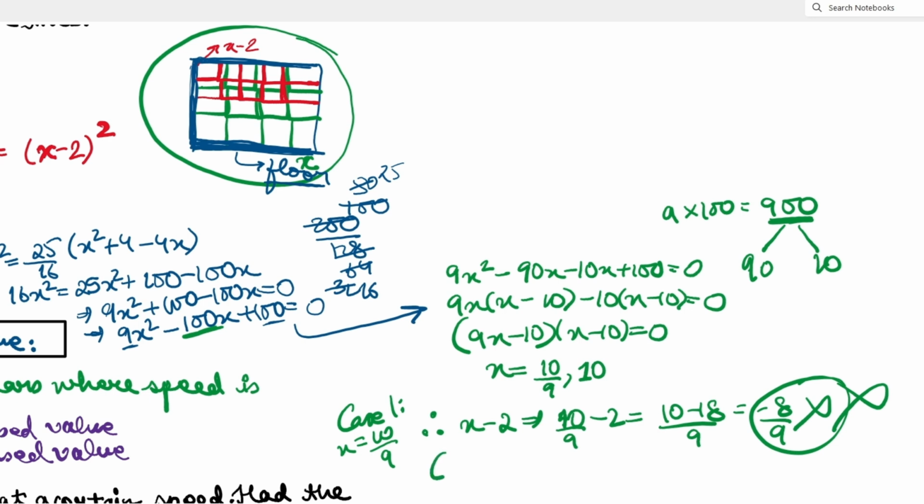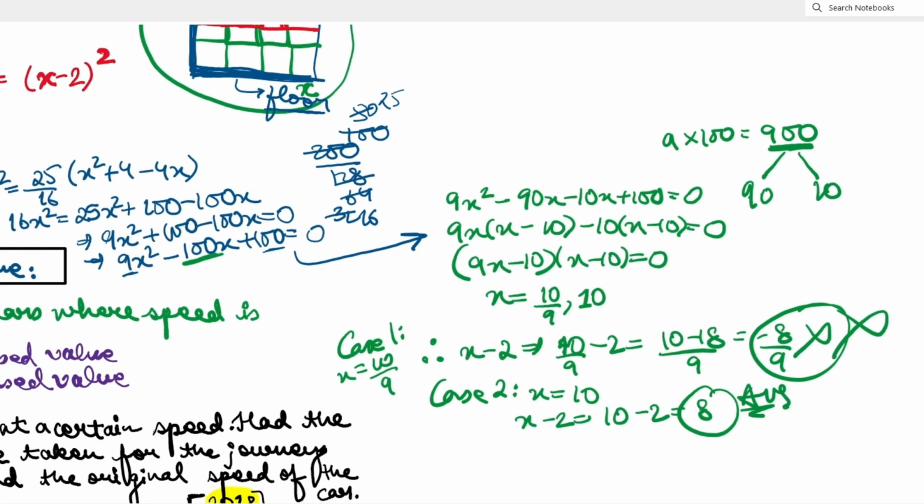ओके, ना केस 2 में हम क्या करेंगे, x is equal to 10. x minus 2 कितना हो जाएगा, 10 minus 2 which is equal to 8. So 8 is the answer for this question. Okay, clear? So basically, this becomes your answer because you get the positive number. So the answer becomes equal to x is equal to 10. So the size of the larger tire should be basically 10.